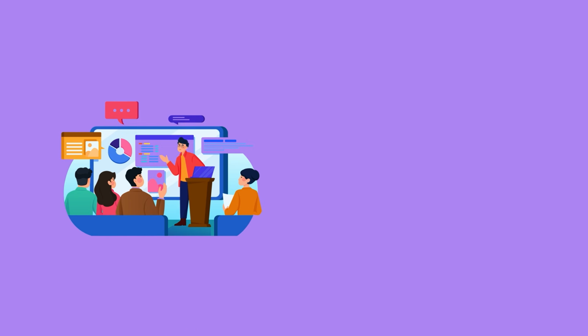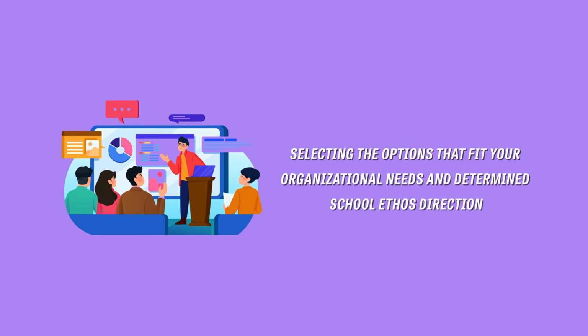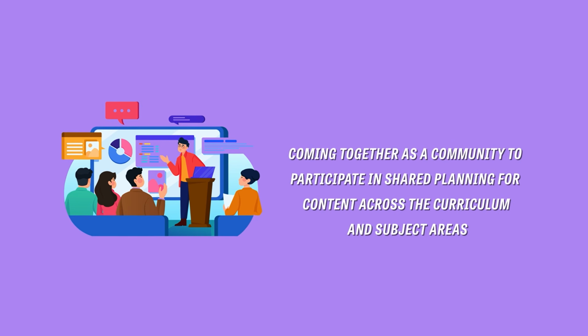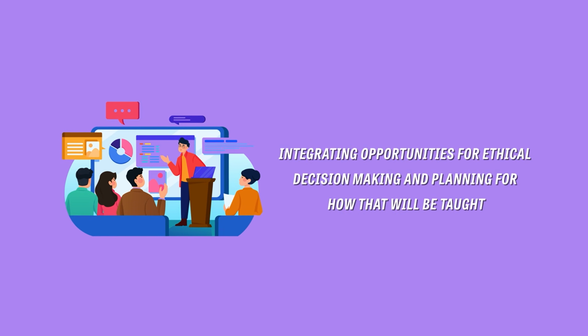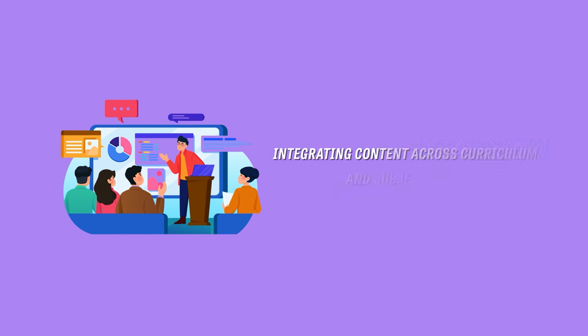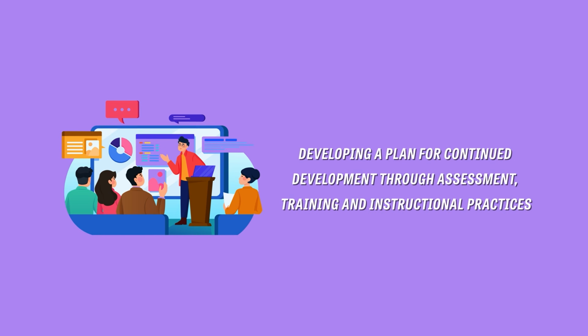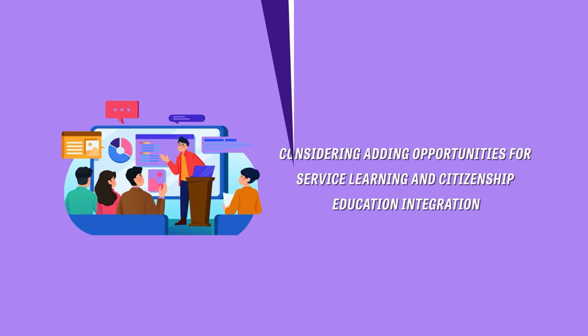As your organization plans for character education to be taught, you might begin by reviewing all resources available for character education, selecting the options that fit your organizational needs and determine school ethos direction, coming together as a community to participate in shared planning for content across the curriculum and subject areas, integrating opportunities for ethical decision-making and planning for how that will be taught, integrating content across curriculum and subject areas, developing a plan for continued development through assessment, training, and instructional practices, considering adding opportunities for service learning and citizenship education integration.